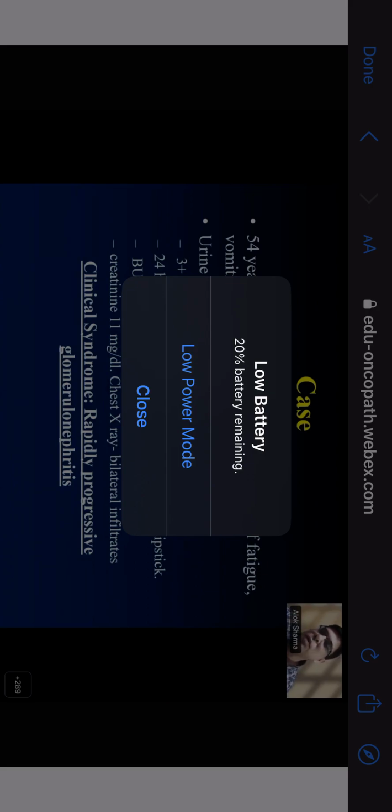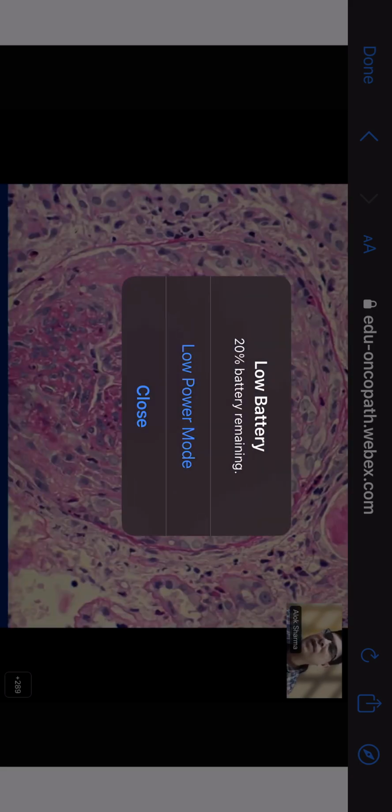So another case, now we're coming to the last pattern here, which is called RPGN, in which the patient has a sudden rise in creatinine and lands into renal failure within a few days or a few weeks, right? And the hallmark of this particular pattern is crescent formation, right?